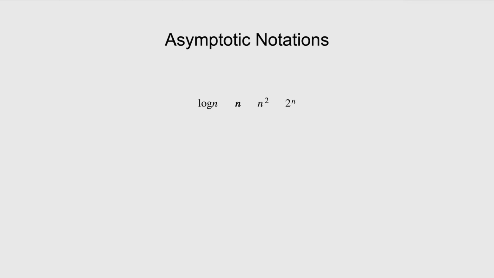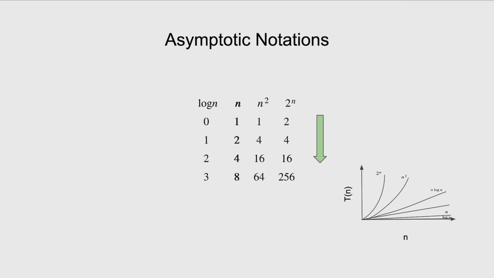Let's prove this to make you understand it. If we just take a value of n equals 1, we can see that log n is less than n squared, which is less than the exponential function. Now we increase n and see how other functions are increasing. For n equals 4 and 8, we can see that the exponential function has the fastest increment here when we increase the value of n.